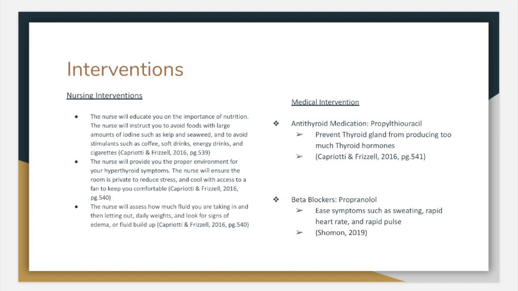Another medication that can be used are beta blockers. Beta blockers are traditionally used to treat high blood pressure and don't directly affect the thyroid gland. However, they will reduce many symptoms such as sweating and rapid heartbeat.